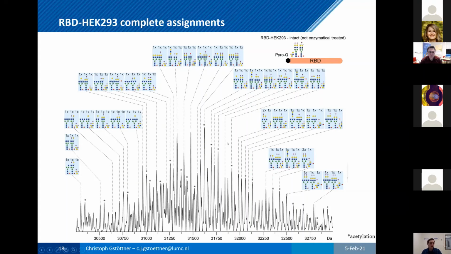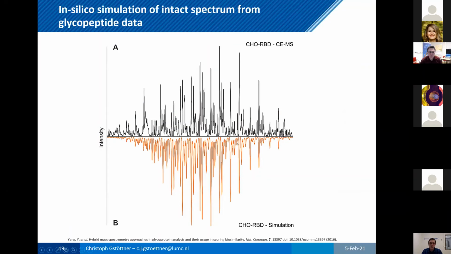As I told you already, we also analyzed this protein on a glycopeptide level and released glycan level. We used an approach which was developed by the group of Albert Heck, where they developed an algorithm where you can simulate a spectrum from these glycopeptide and released glycan levels. And in case of the CHO material, which has a very minor amount of sialic acids, you can see that the real spectrum is fitting very nicely to the in silico simulated spectrum.